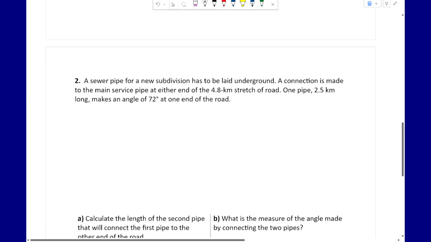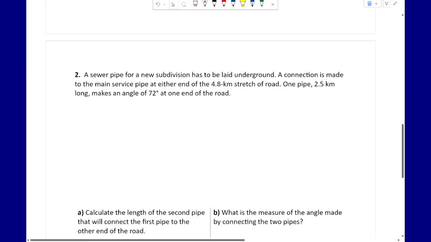Looking at another example, a sewer pipe for a new subdivision has to be laid underground. A connection is made to the main service pipe at either end of a 4.9 kilometer stretch of road. One pipe is 2.5 kilometers long and it makes an angle of 72 degrees at one end of the road. So we don't have a drawing now, so we need to draw this out.